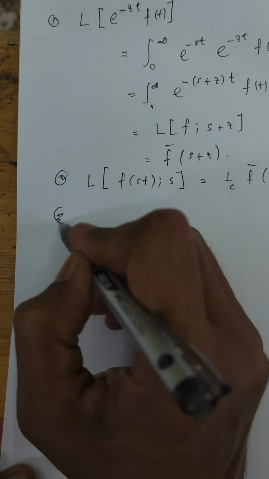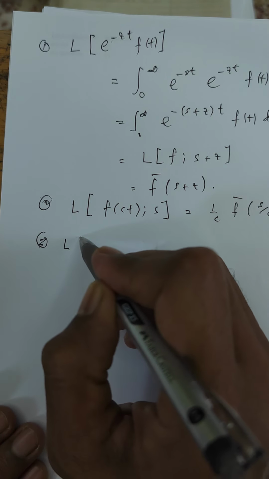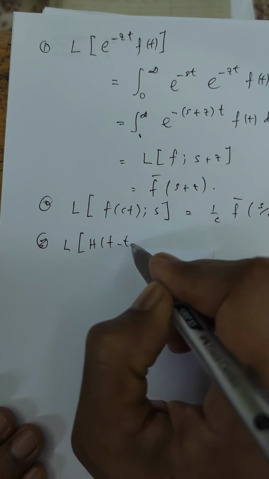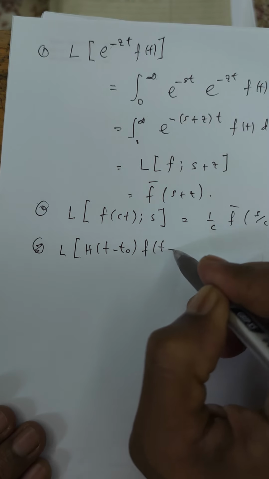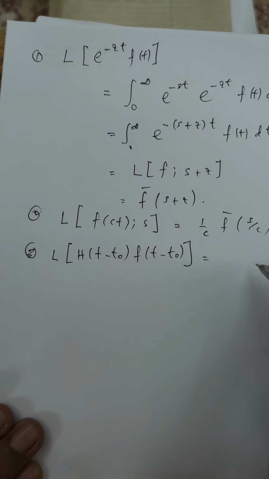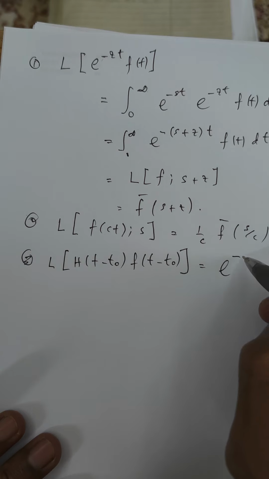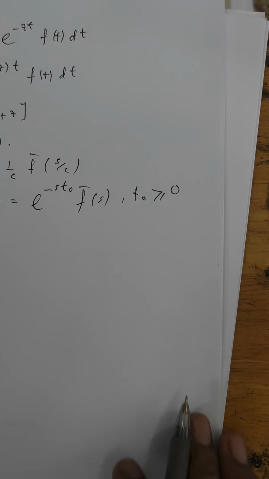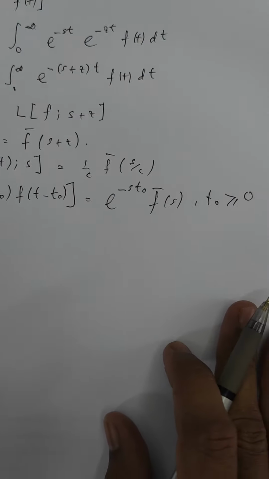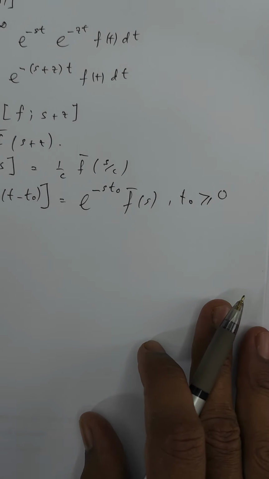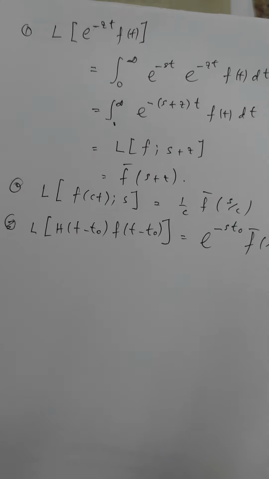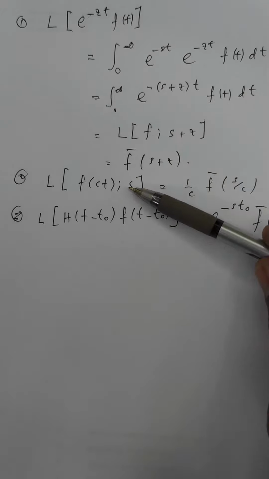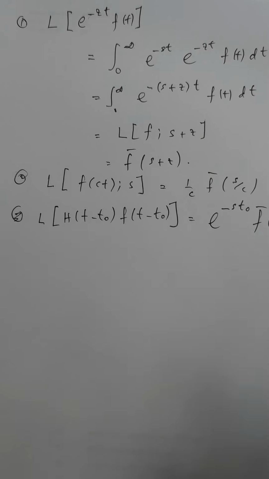All right, and number 3 we have L{h(t - t0) f(t - t0)}. This is equal to e^(-s t0) F(s) for t0 positive. Again, the way to prove this is almost similar to the first case. You just need to inspect the corresponding Laplace integral.